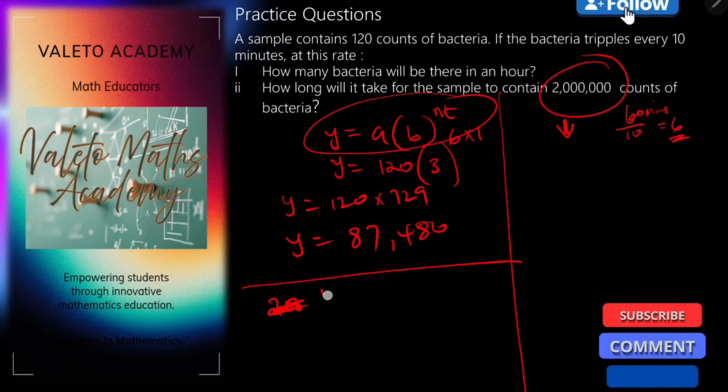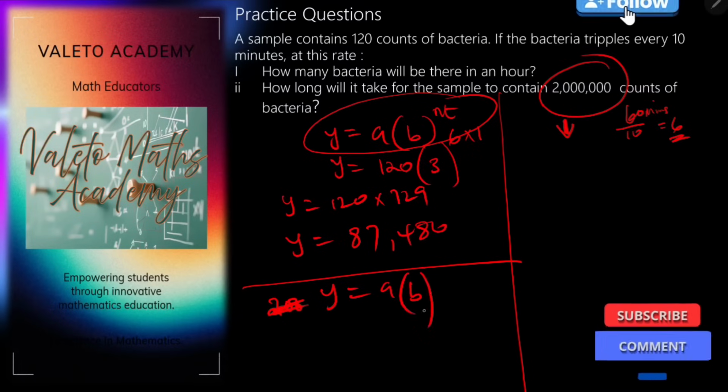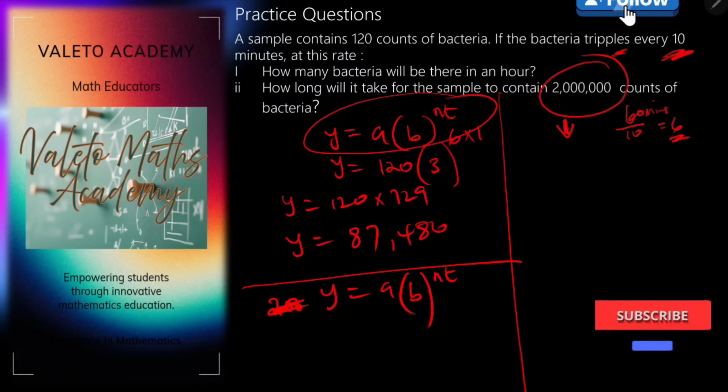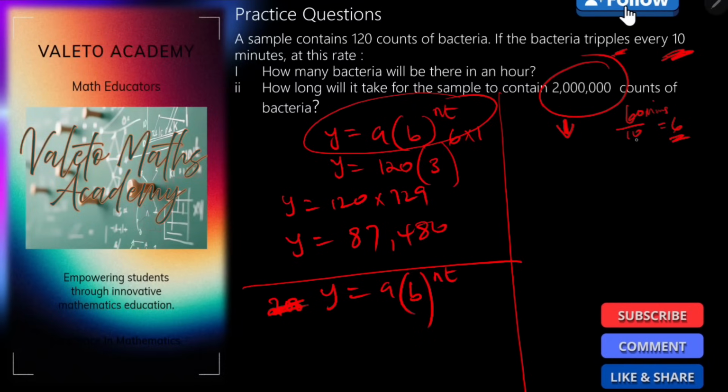I always like to write my formulas first. Y is equal to a into b raised to power nt. Remember that why we have nt is because of this. It triples every 10 minutes. That is why we have this n here to signify the number of times it triples in an hour. And remember, there are 6 10 minutes in 1 hour.